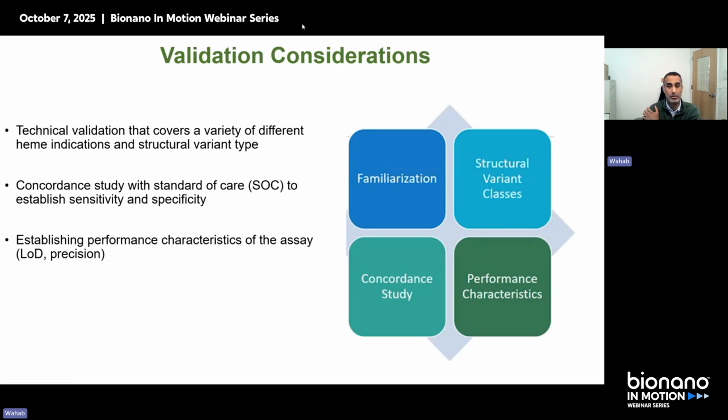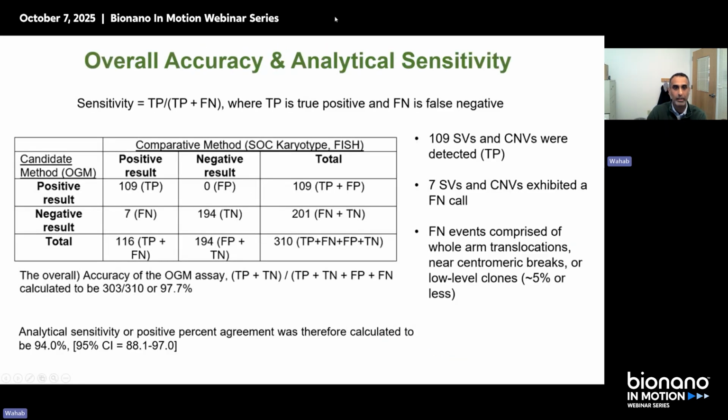So in terms of getting into the first part of the talk, where we looked at different validation considerations, familiarizing ourselves with the protocol and being able to perform the concordance and accuracy studies, and some of the performance characteristics, I'll go through those in the next few slides.